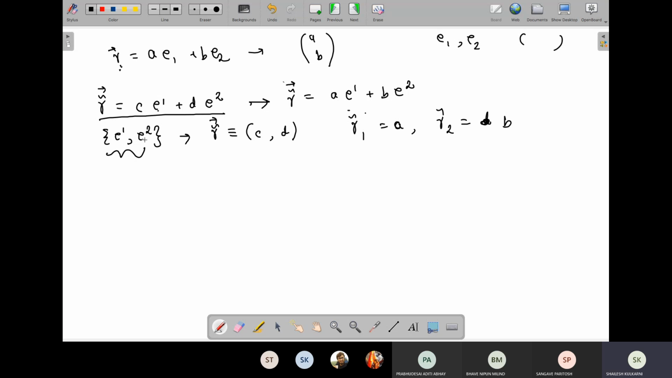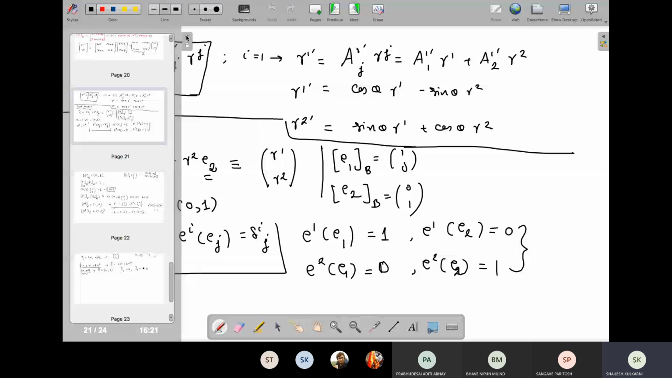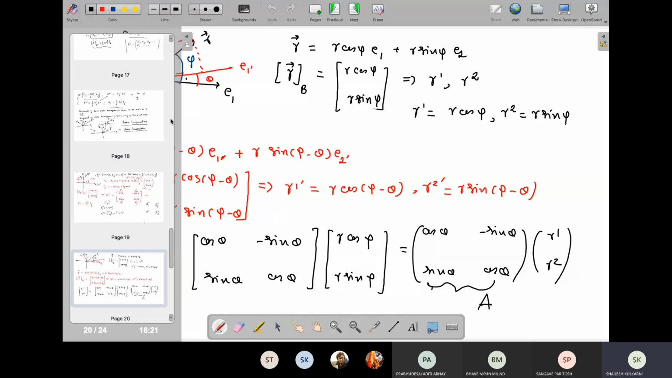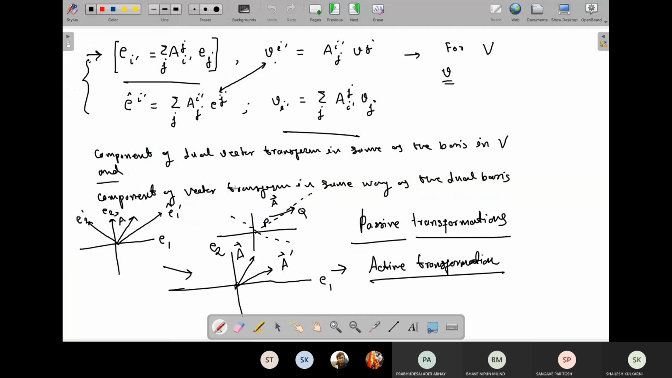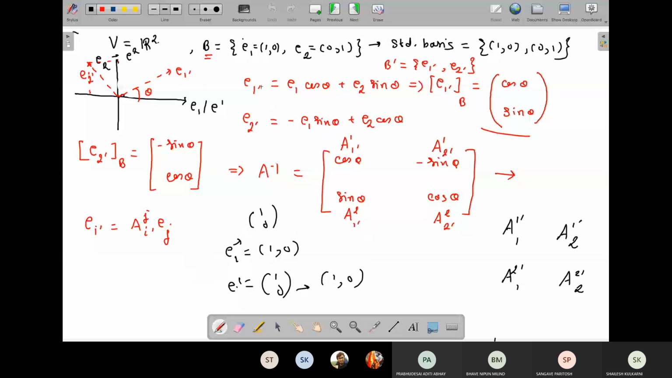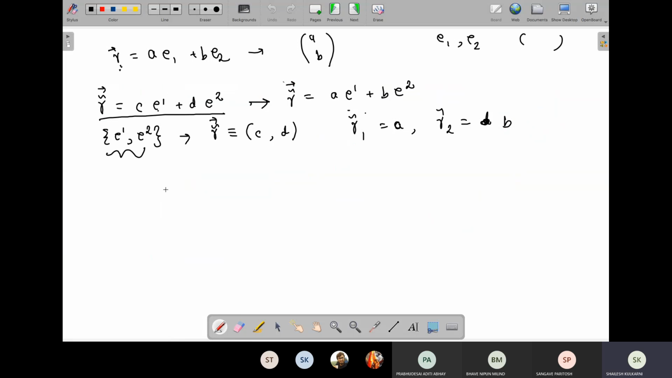Now how does this basis change if I change my original basis? If my original basis is changed like this, this is my B prime. So if my original basis is changed like this, then what is the change in your dual basis? That you can calculate. It is given in terms of that A matrix. So is this clear, the example? You can do this now.